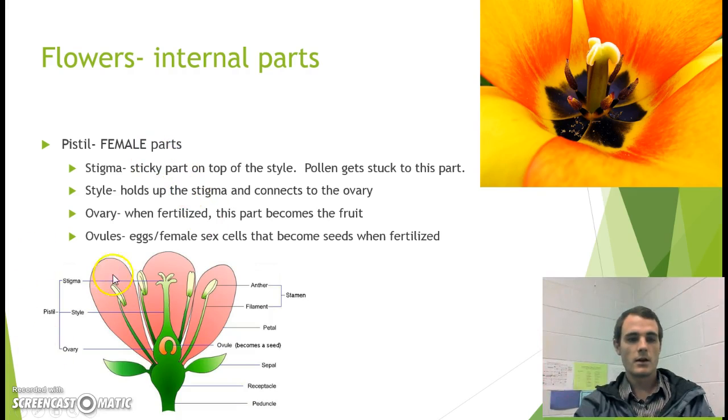So then inside of that ovary are the ovules. Those ovules are what become the seeds. So they're the eggs or the female sex cells that become seeds when fertilized. So just like on the anther, the pollen grains are the male sex cells of the flower. The ovules are the female sex cells. And you can notice those down here. This is the stigma at the top. And the style, the ovary is this enlarged circular portion right here, and then inside is the ovule or ovules.